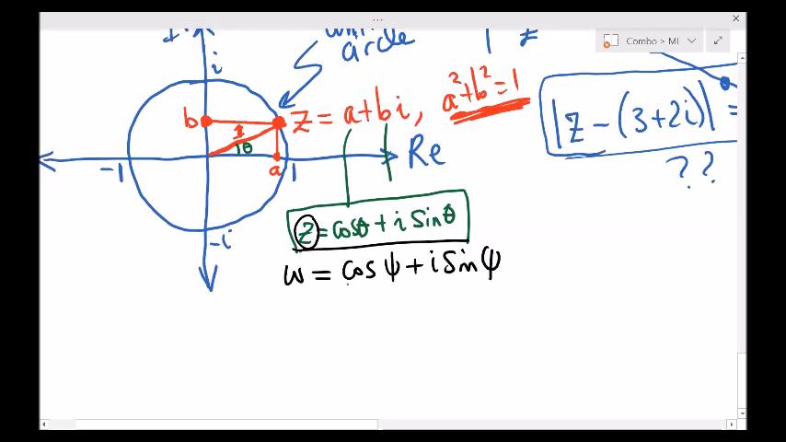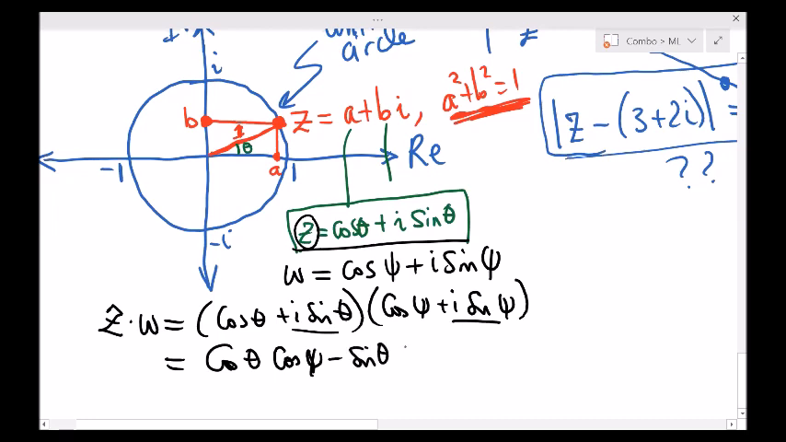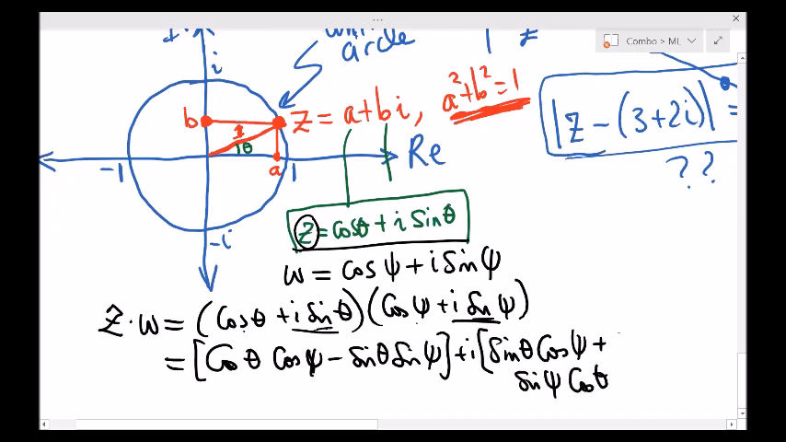So if I were to multiply them, that's where the whole action is, right? So cosine theta plus i sine theta, I will FOIL it again, times cosine psi plus i sine psi. Let's FOIL it. So cosine theta cosine psi, and then I can multiply these two, which will give me a minus sine theta sine psi. So that's the real part. And then we'll have an imaginary part, sine theta cosine psi, plus sine psi cosine theta. There you go.